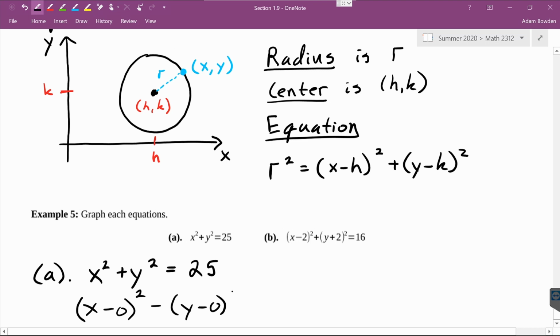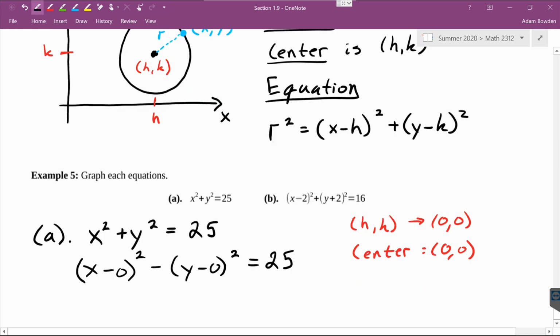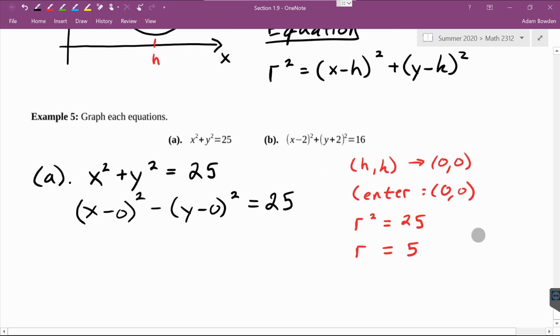Since there's really no numbers there, what that tells us about h and k is our h comma k is going to be 0 comma 0. So that's our center. And if we look at this number here for 25, that's our r squared. R squared is 25, which means that the r has to be just the number 5. And so that's our radius of our circle.